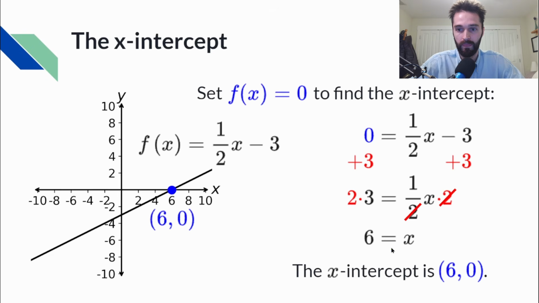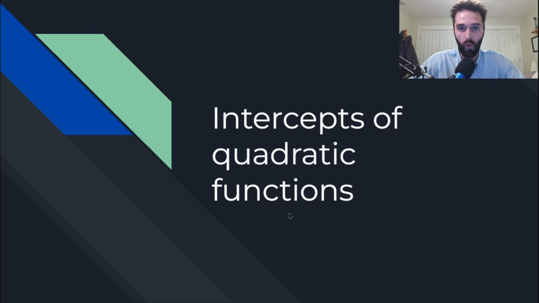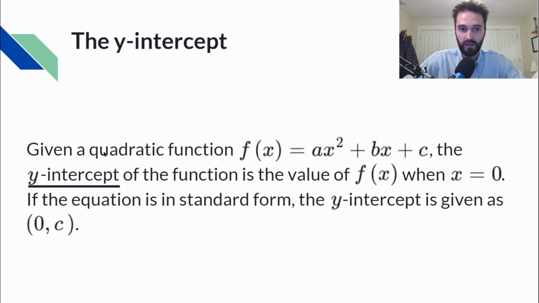All right? Let's move on to quadratic functions next. Given a quadratic function f of x equals ax squared plus bx plus c, the y-intercept of the function is the value of f of x when x equals 0. All right? And if the equation is in standard form, like it is here, then the y-intercept is simply given as 0, comma c. Okay?